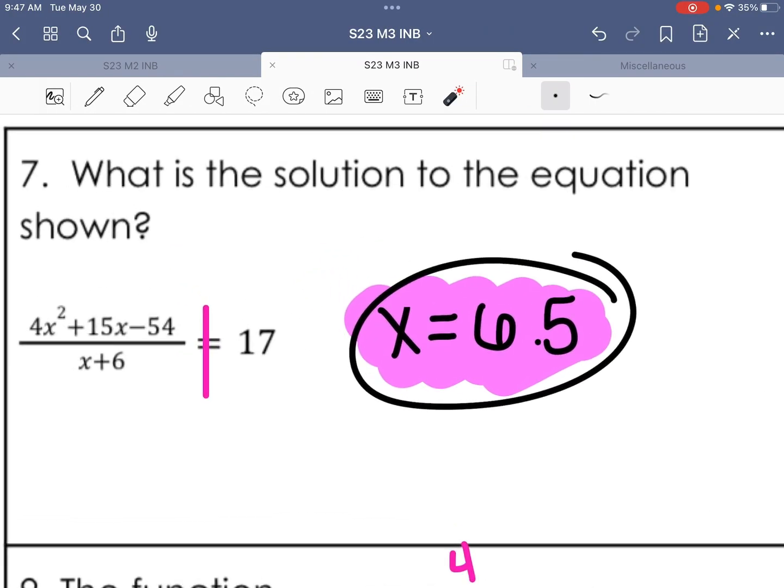We have to look at number 7 and see that equal sign and know that we're going to split it apart and type it into Desmos. So you're going to take the left side, set it equal to y, take the right side, set it equal to y, and see where they intersect. When you graph it, they intersect at 6.5.